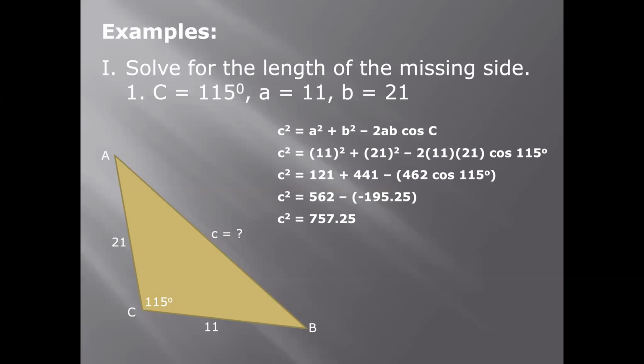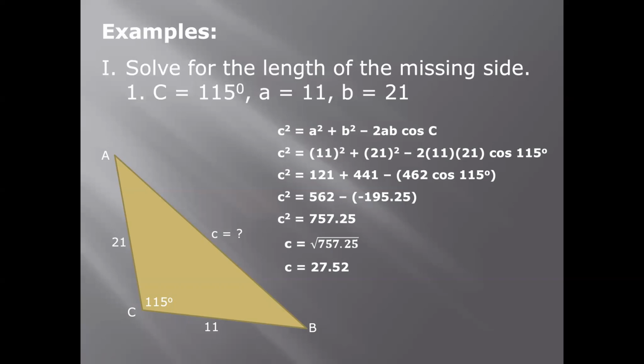Performing the operation, we'll have 757.25. Now, since the value on the left side is still squared, we need to get the square root of both sides. So it will become c is equal to the square root of 757.25. Therefore, our final answer should be 27.52. It means that the length of side c is 27.52.